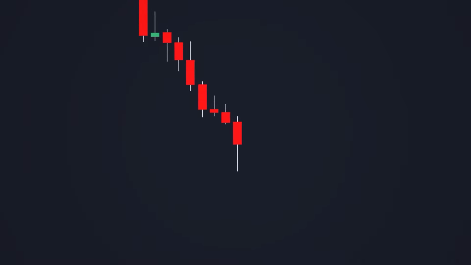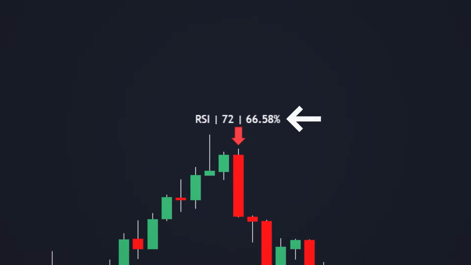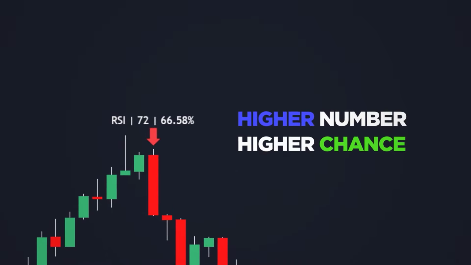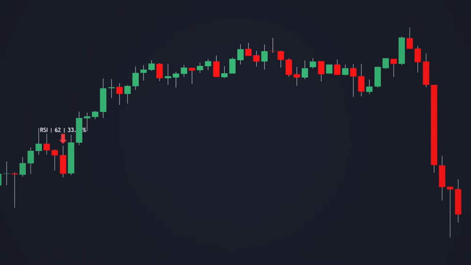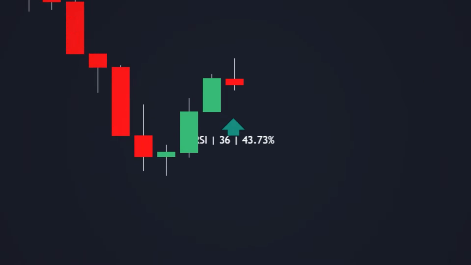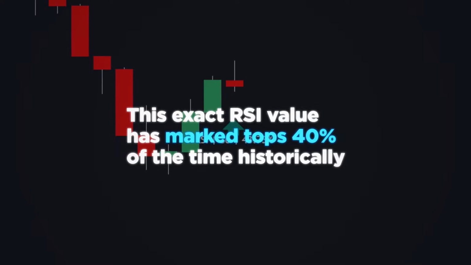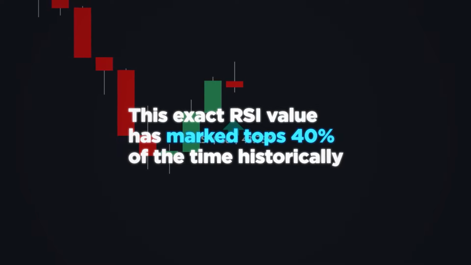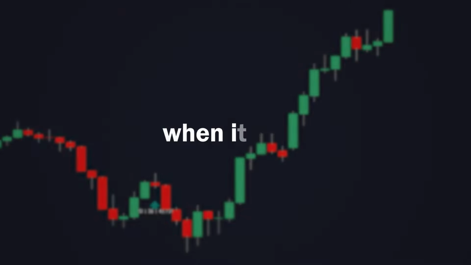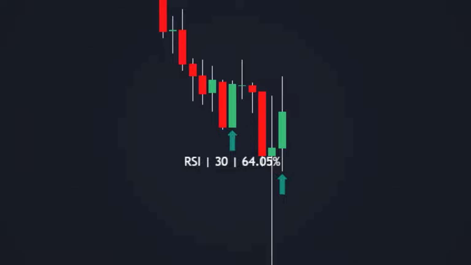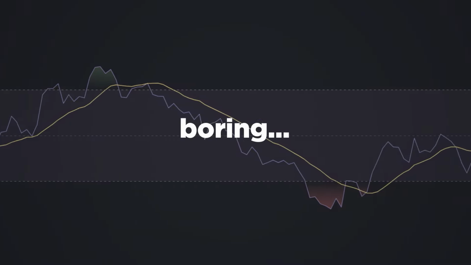You don't even have to do the math. It just spits out a number called KDE% right next to the candle. The higher the number, the higher the chance that the candle becomes a pivot. If it's above 30%, you've got a potential reversal. And if it's above 40%, it's flashing a neon sign that says, this exact RSI value has marked tops 40% of the time historically. So you might want to pay attention and look for a trade opportunity. And when it hits, it plots a nice arrow on your chart. Bullish green for buys, bearish red for shorts. Way better than the old and boring RSI.